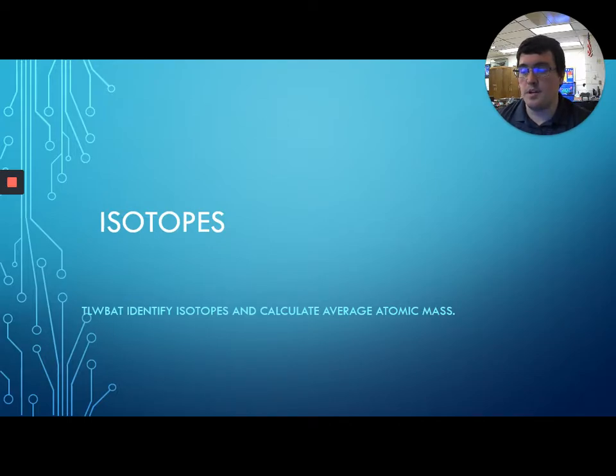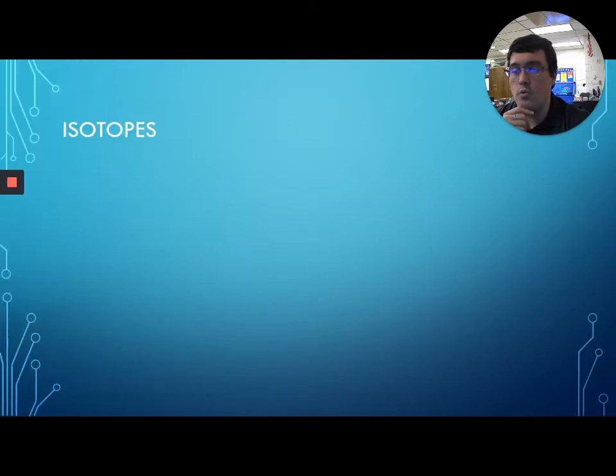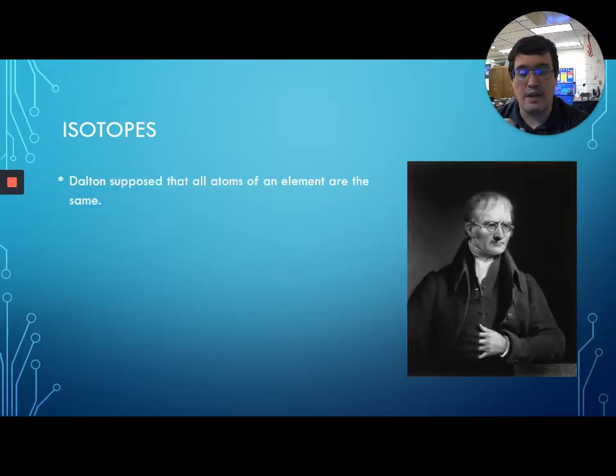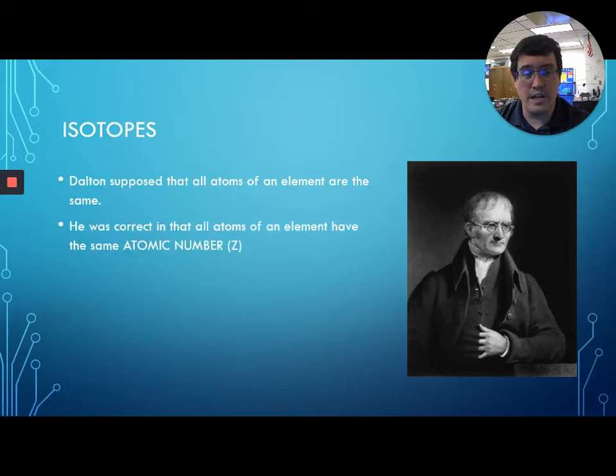Well, to talk about isotopes, the first thing we've got to do is remind ourselves about our history, and talk about this guy I know and loved, John Dalton. Remember, John Dalton, as part of his atomic theory, said that all atoms of an element are identical. As it turns out, he was a little bit correct. He didn't know about atomic number, but we now know that all atoms of an element have the same atomic number. If you have a sample of hydrogen, all the atoms in that sample have the same atomic number. If you have a sample of uranium, all the atoms in that sample have the same atomic number.